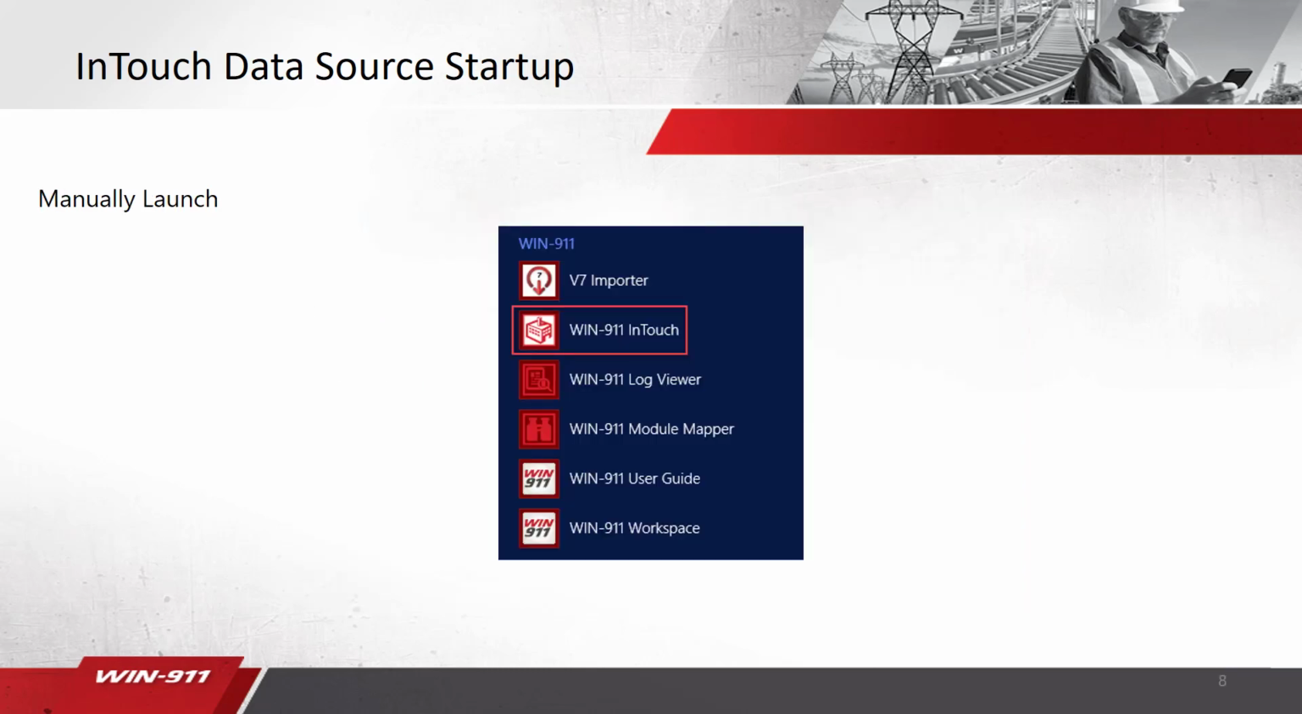The last one would be to just manually launch it. Go to your start menu, find Win911 InTouch and click on it and it will start. You'll know it's running, by the way, I haven't mentioned this yet, if you see it on the bottom right in your system tray by the clock. If you see it there, that's how you know it's running. If it's not there, it's not running, or you're logged into the wrong user. And if it's not there, you're not getting alarms, so it needs to be running at all times.